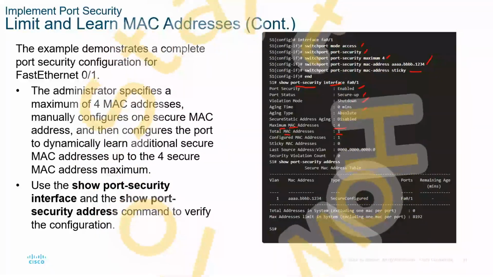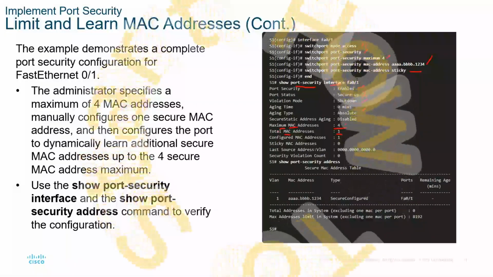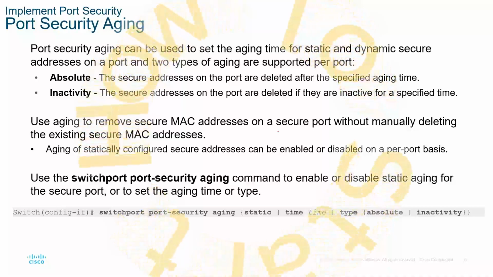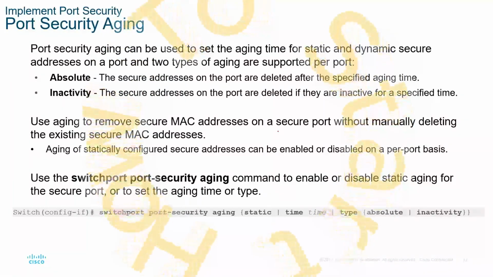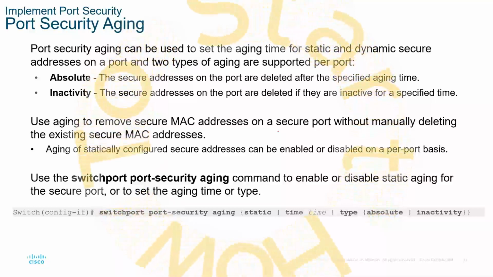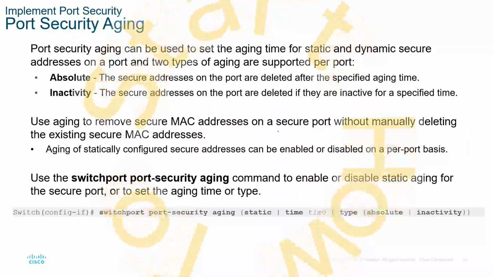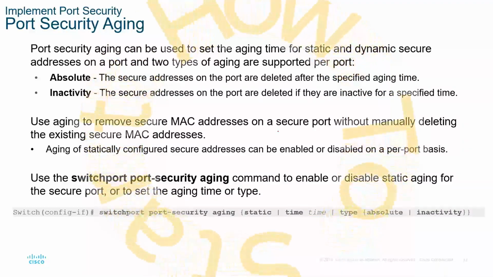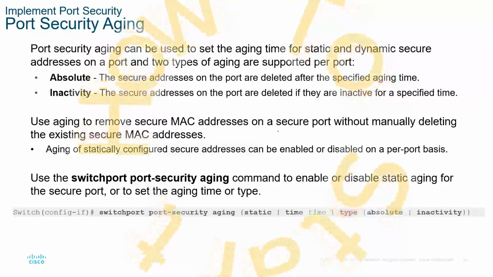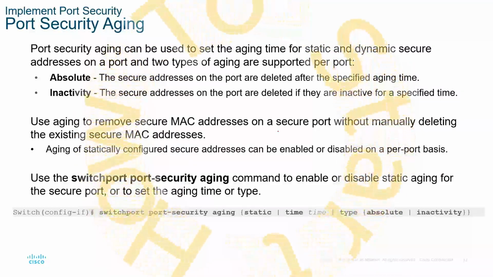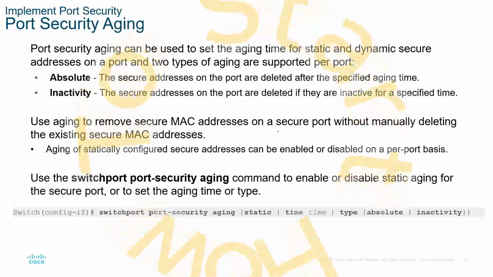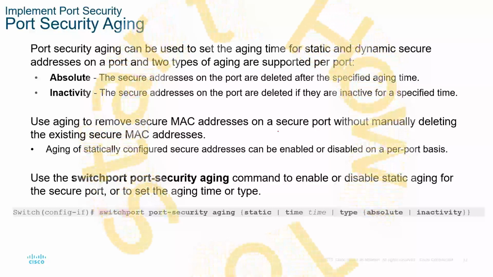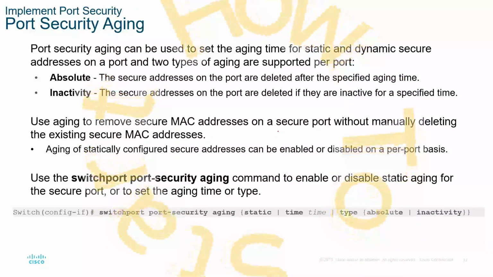So again, we're going to go through this in our lab, but I wanted to show what this would look like. One of the things that was discussed was aging. Port security aging can be used to set the aging time for both static and dynamically secured addresses. There are two main types, absolute or inactive. Absolute basically means that the secured address on that port will be deleted after X amount of age time. Inactive basically says on the port, delete if it's inactive for X amount of time.